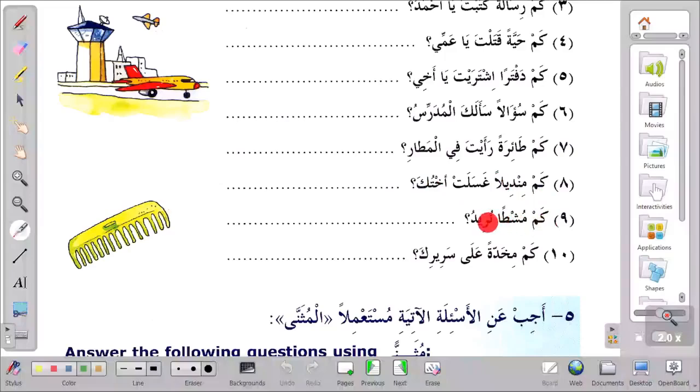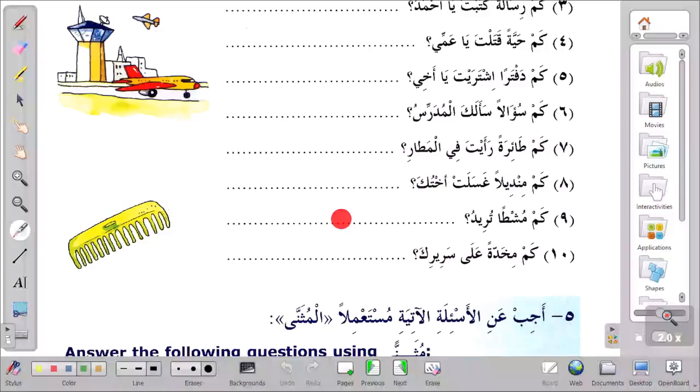كم مشطا تريد؟ How many musht? The musht is the comb that you use to comb your hair. How many of them do you want? So you want to say I want 2 combs. So how do you say it? So أريد مشطين. أريد مشطين.